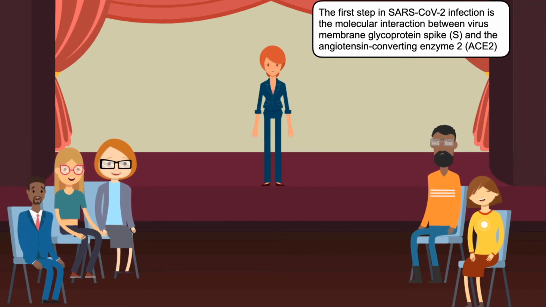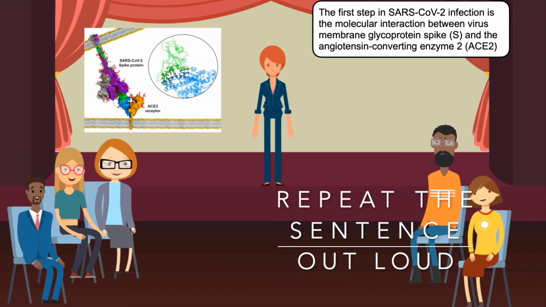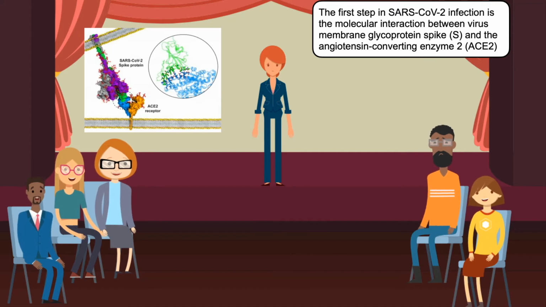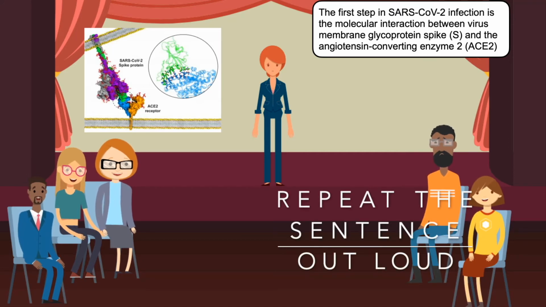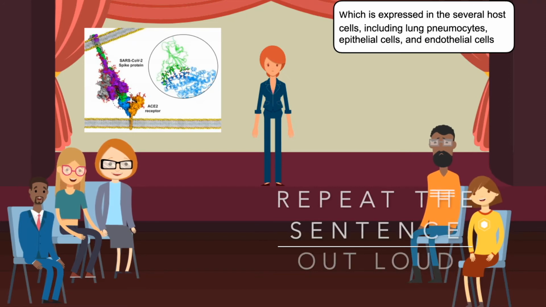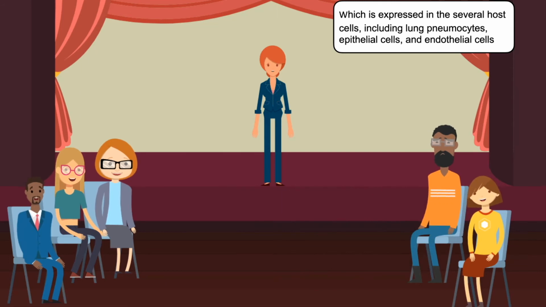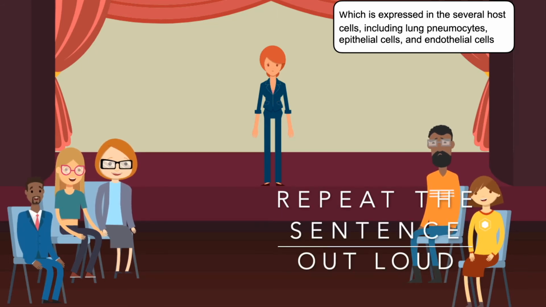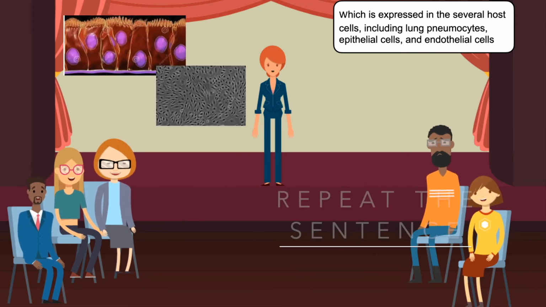The first step in SARS-CoV-2 infection is the molecular interaction between virus membrane glycoprotein spike S and the angiotensin-converting enzyme 2, ACE2, which is expressed in the several host cells, including lung pneumocytes, epithelial cells, and endothelial cells.